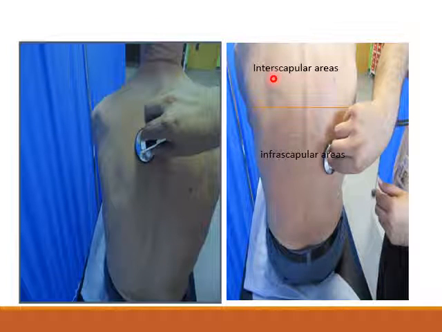On the back, you ask the patient to sit down and examine the back. We divide the back into two major areas, the interscapular areas and the infrascapular areas.